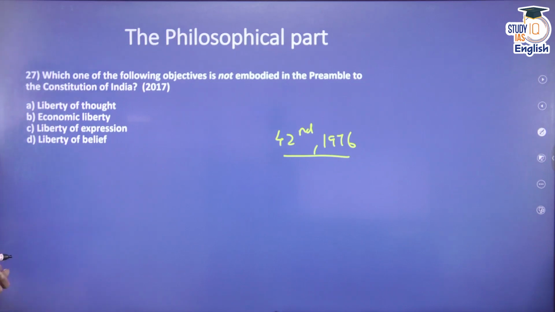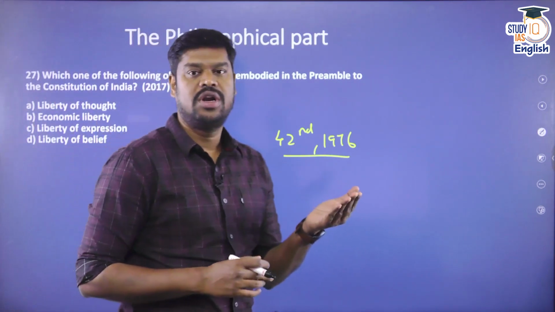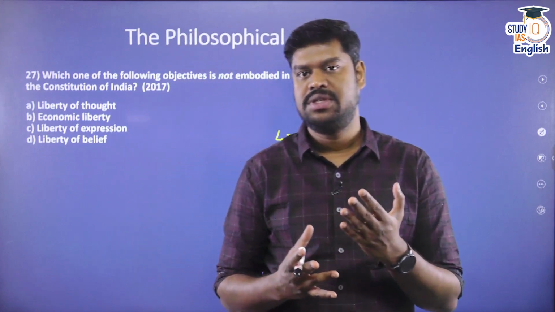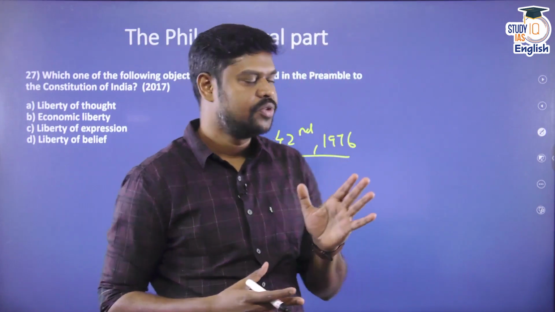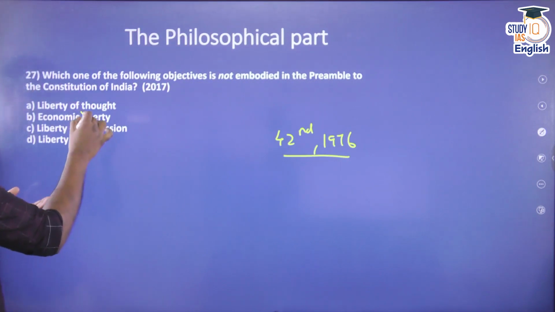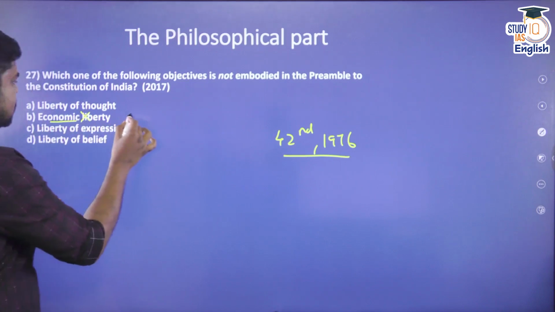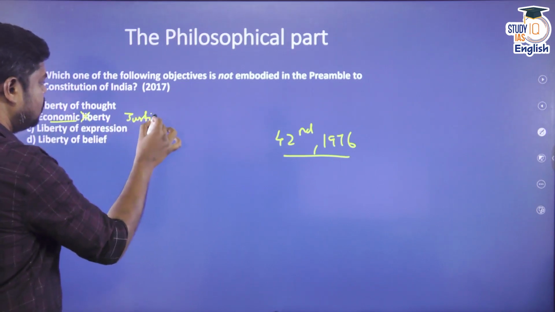Which one of the following objectives is not embodied in the preamble to the Constitution of India? The preamble talks about liberty of thought, expression, belief, faith and worship. Only these five things are given, but it is not talking about economic liberty. The word economic comes under justice. In fact, you should also remember the word justice.